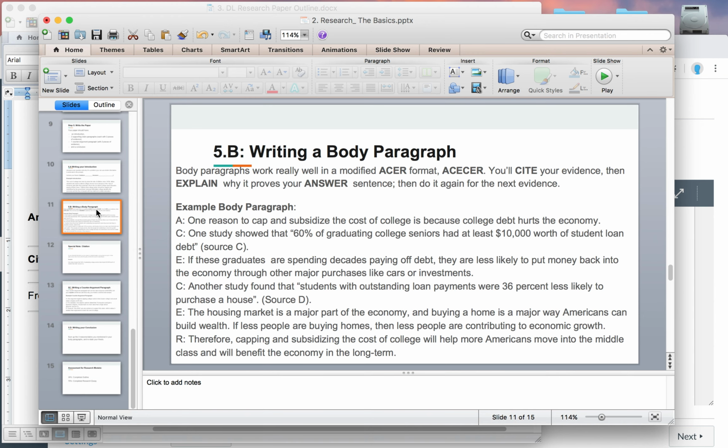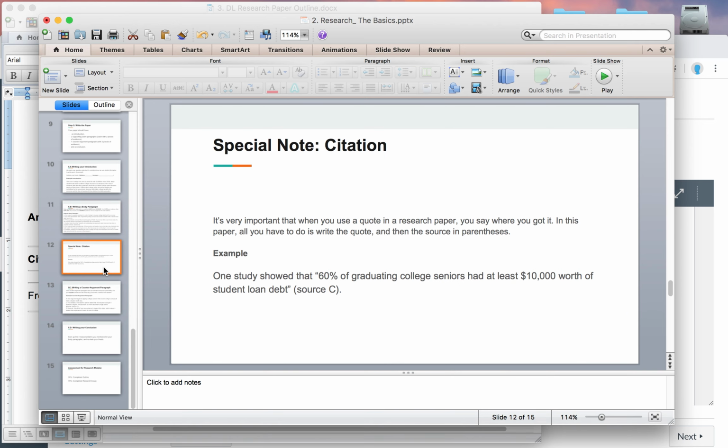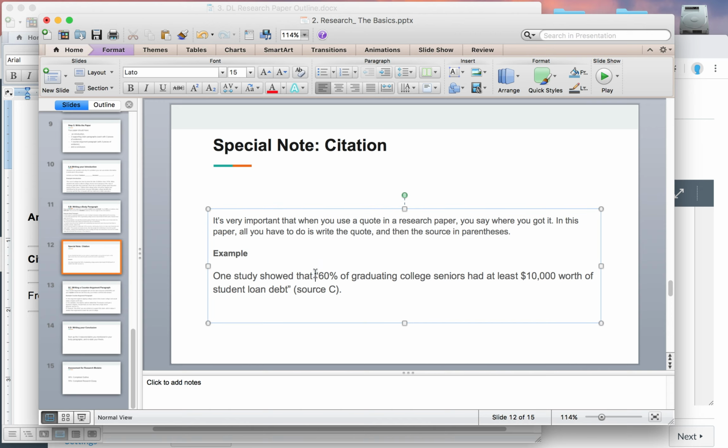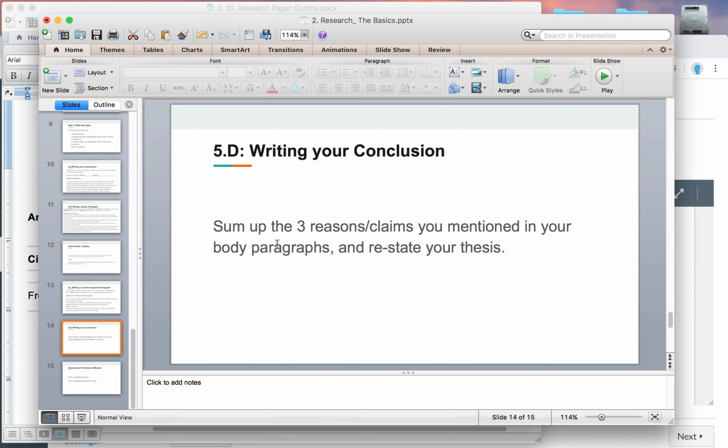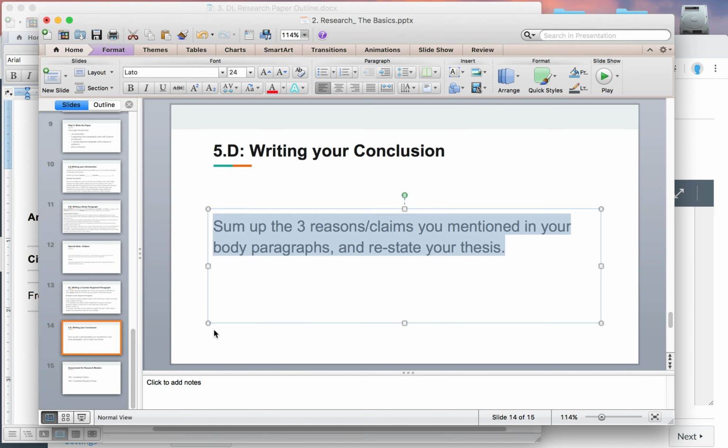Here's examples of how you would use ACER in this one. Here's how you tell me where you got a source. So for example, I would say, one study showed that, here's a quote, 60% of graduating college seniors had at least $10,000 worth of student loan debt. Now I had that quote, so I have to say, where did I get it? I got it from source C. Okay, here's an ACE on how to do your counter argument paragraph. And then this tells you how to do your conclusion.